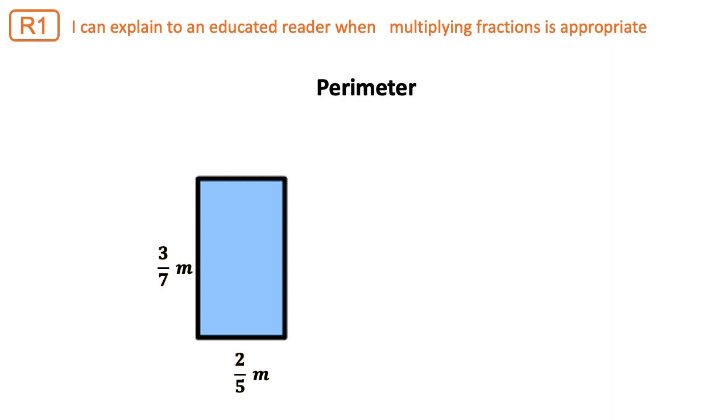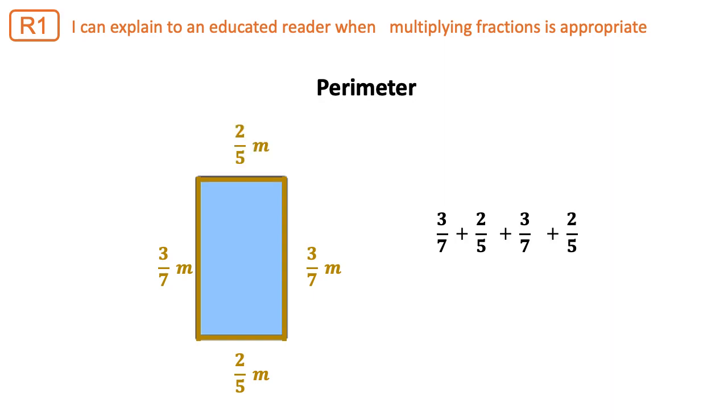Could we calculate the perimeter of the shape using multiplying fractions? Well, what does perimeter mean? Perimeter is the distance around a two-dimensional shape, which means the lengths that make up the shape are added together. Adding fractions would be appropriate to finding the perimeter, not multiplication. So the answer would be no, multiplication of fractions wouldn't be useful in finding the perimeter of this shape.